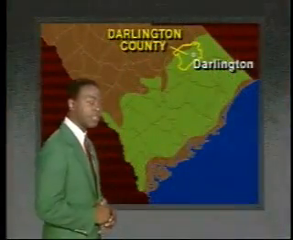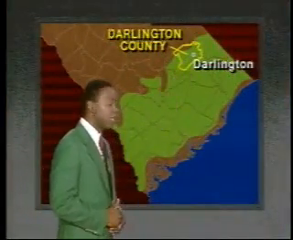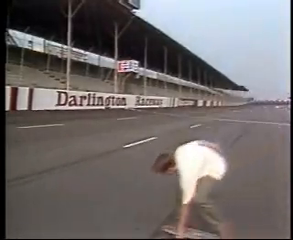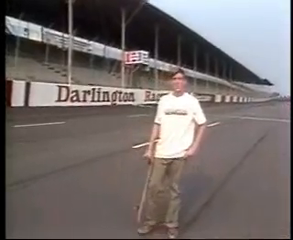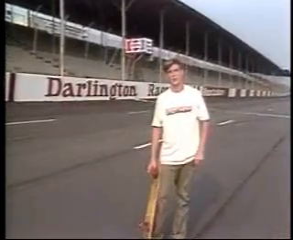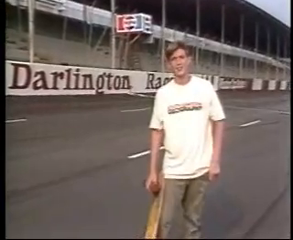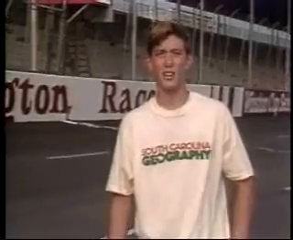The town of Darlington, located in Darlington County, is well known to people all over the country who follow stock car racing. Darlington International Raceway is the granddaddy of NASCAR super speedways. NASCAR, by the way, stands for National Association for Stock Car Auto Racing. This mile and 3/8 raceway is located just west of Darlington, right in the heart of South Carolina's tobacco land.